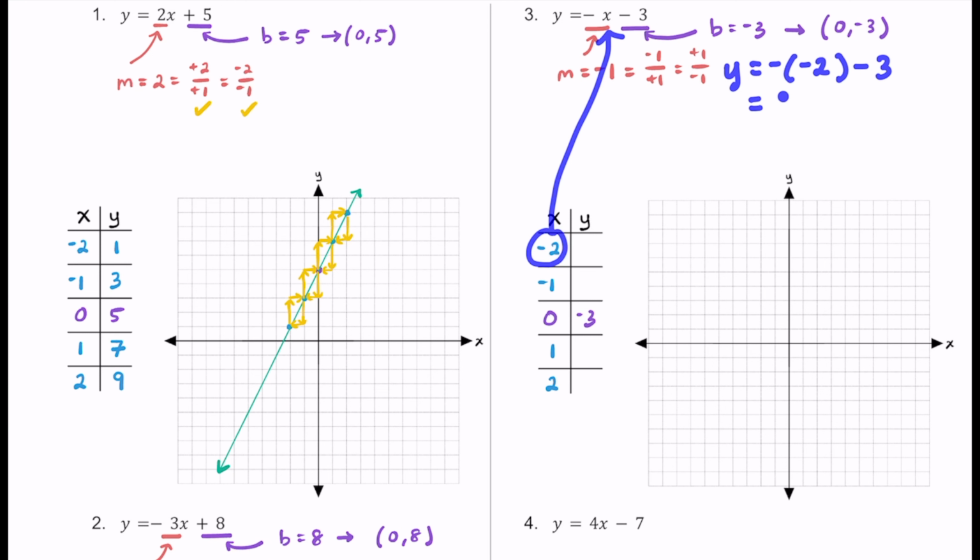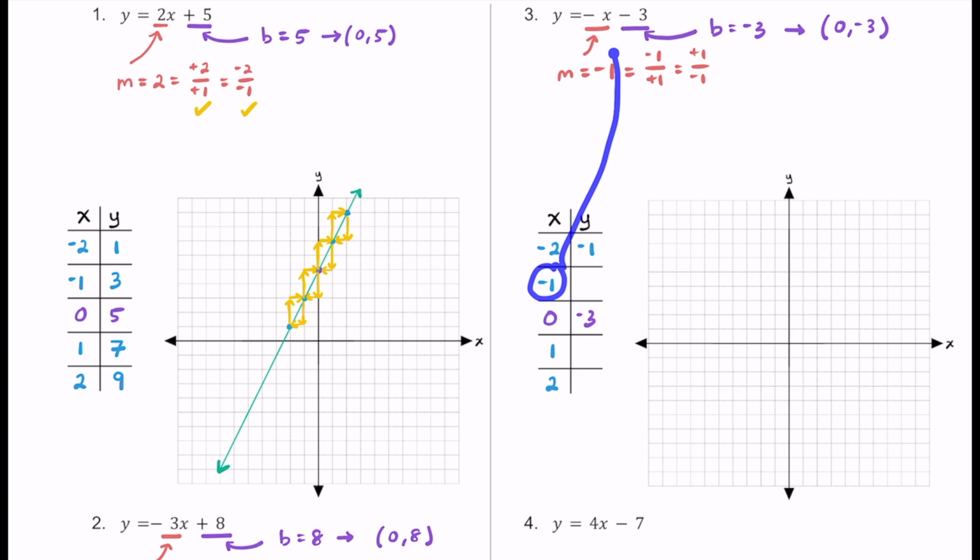Now -2 is +2, and +2 take away 3 is -1. So when x is -2, y is equal to -1. So we can go ahead and write that value in. Now x is -1, so let's plug that in here. We're going to have y is equal to -1 minus 3. A -1 is just a +1. +1 minus +3 is going to be -2. So let's go ahead and put -2. We already have our y-intercept, that's that 0, -3.